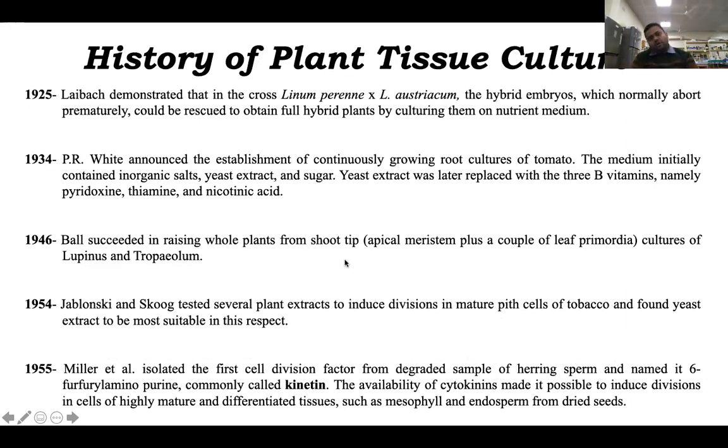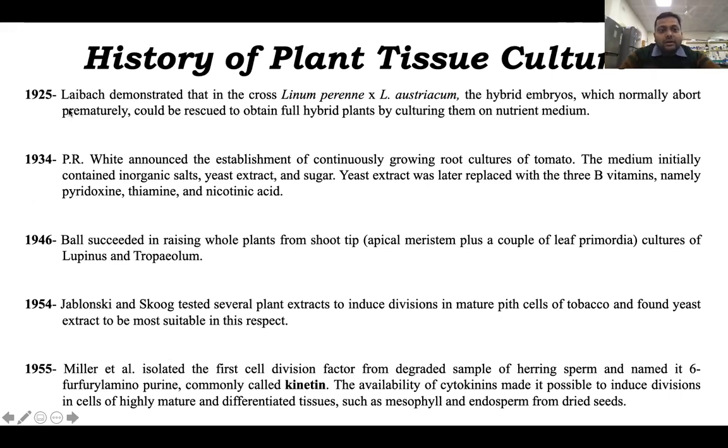And these are, I have not listed all of them, but these are some of the major landmark discoveries that form part of the history of plant tissue culture. Of course, it's a long list. If you want, I can share it with you, but I've just tried to pull out the very significant ones during the course of the plant tissue culture history.